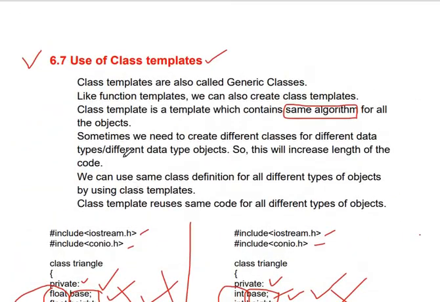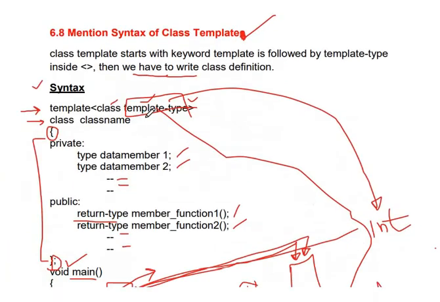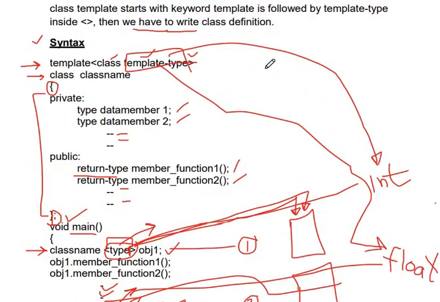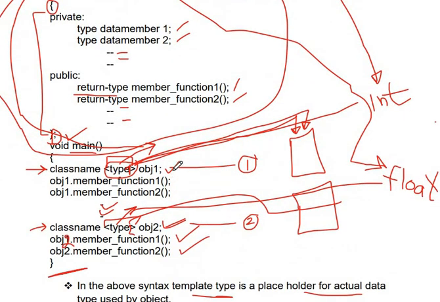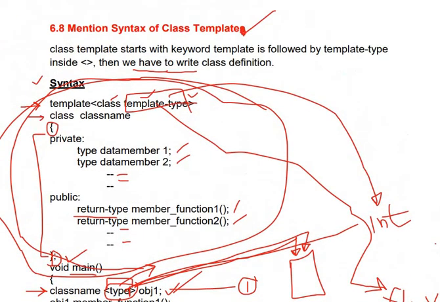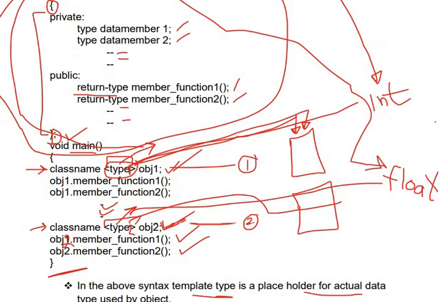Now look here, the class template contains the same algorithm for all the objects. Here this is the algorithm of the class template. This class definition is called the algorithm. This algorithm is the same for object 1 and the same for object 2. Let us consider object 1 is an integer type of object and object 2 is a float type of object, meaning object 1 is used to hold only integer values and object 2 is used to hold float values. Now the algorithm is the same for the different objects.